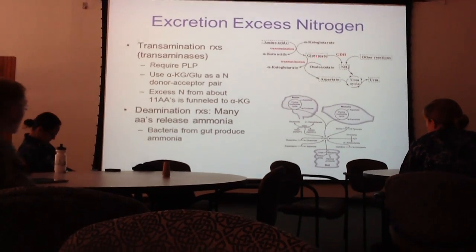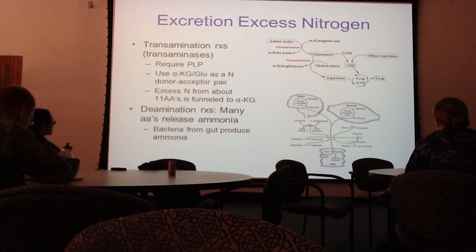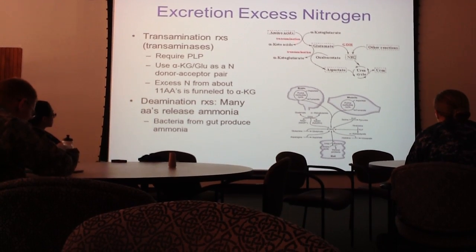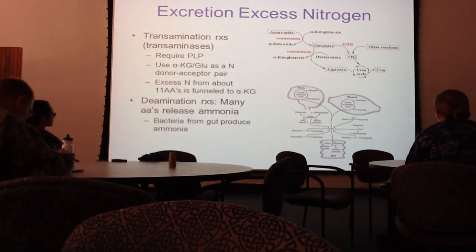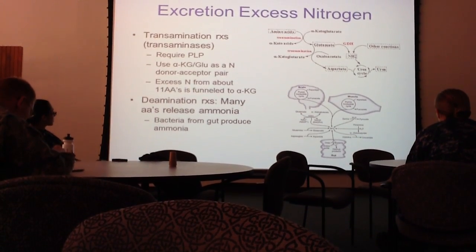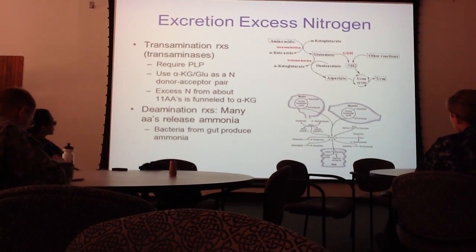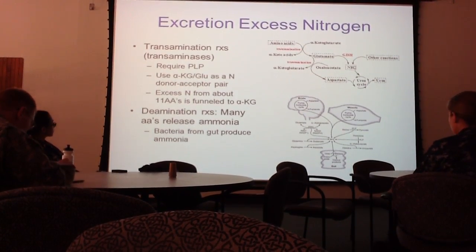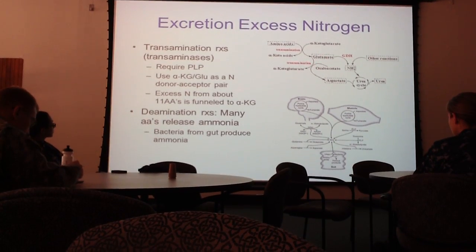Transaminase enzymes involve alpha-ketoglutarate and glutamate as a pair. Otherwise, you get a whole bunch of amino acids, and there are about 11 of them that participate in this reaction, but they all donate their nitrogen to alpha-ketoglutarate. So alpha-ketoglutarate accepts nitrogen from 11 amino acids or so. It's a main part of the funneling exercise.